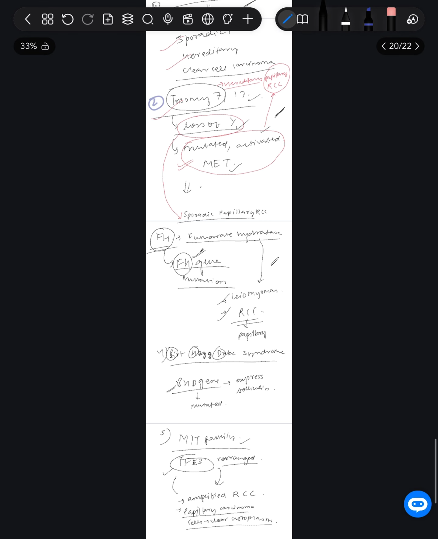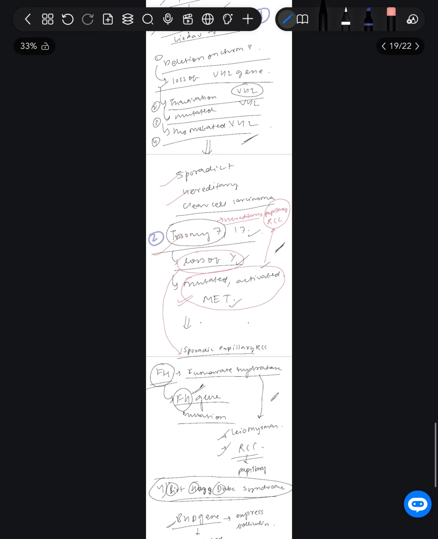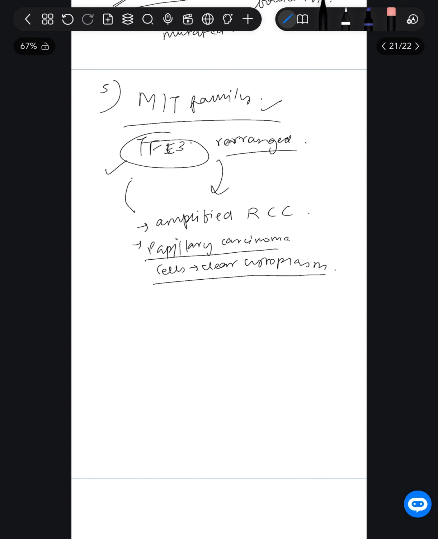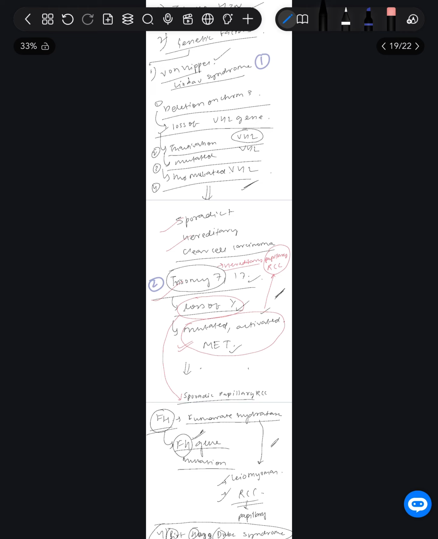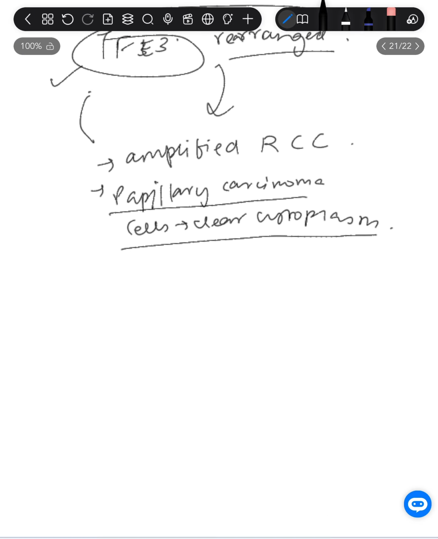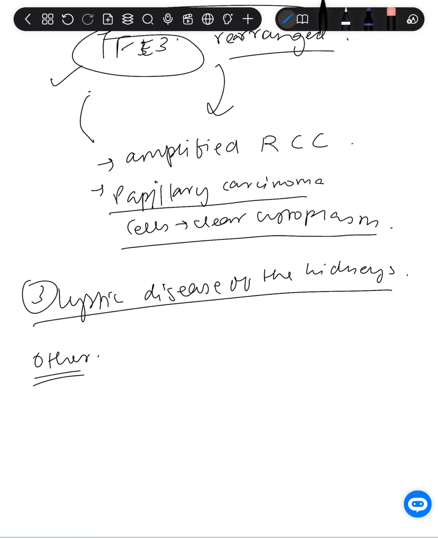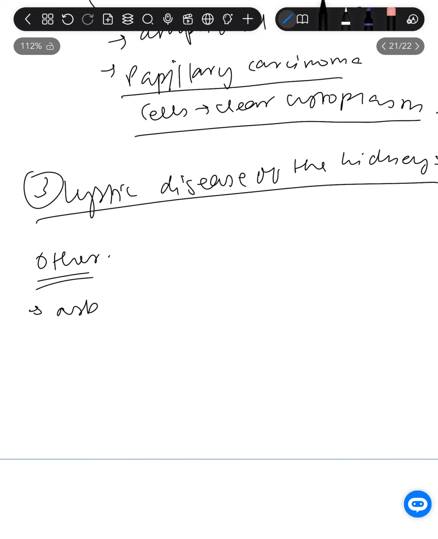If you don't want to remember all this, just remember BHD, because they can ask you two syndromes, and then remember this, and then remember the VHL one. These are all the genetic factors that are important. Moving on to the third major factor, I was telling you the major factors. The major factors were tobacco. Then we have genetic factors, and then a third major factor, which is cystic diseases of the kidney. Okay, these are all the major risk factors. Other risk factors will include asbestos or exposure to other heavy metals.